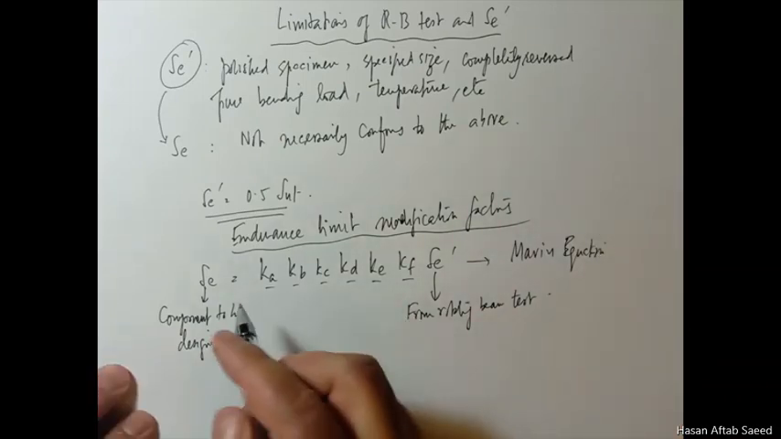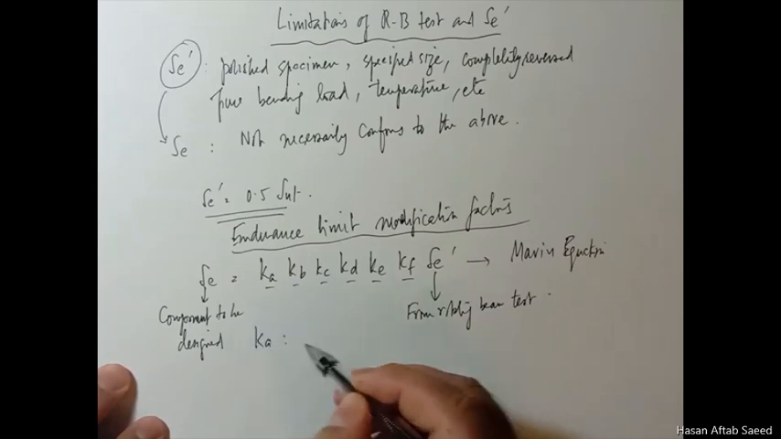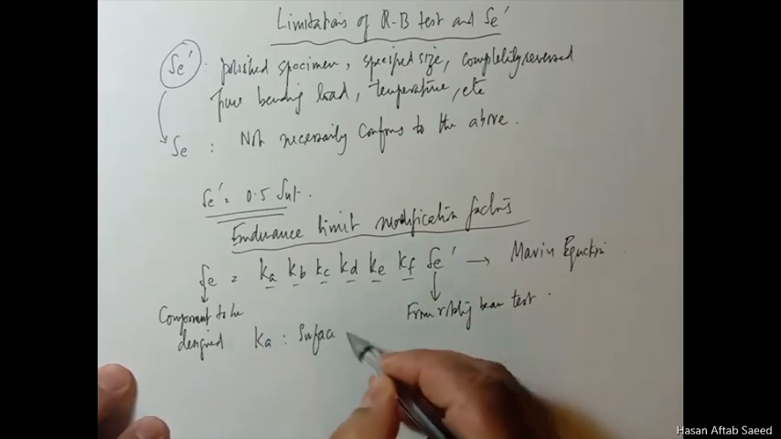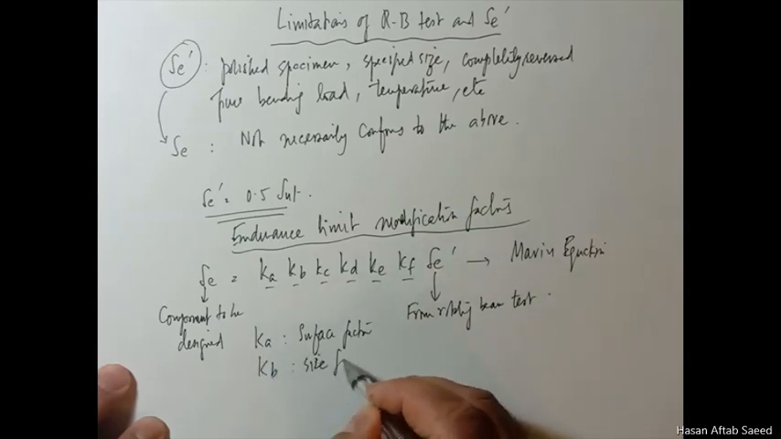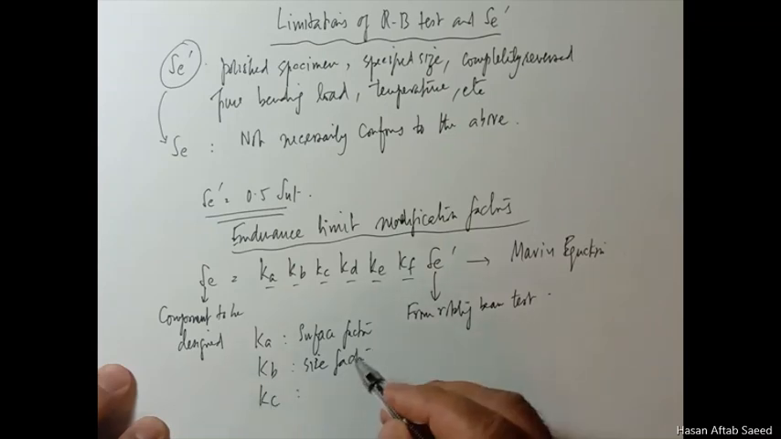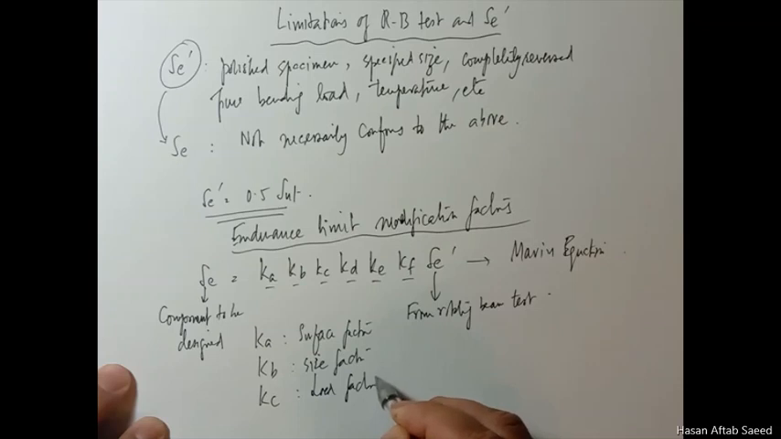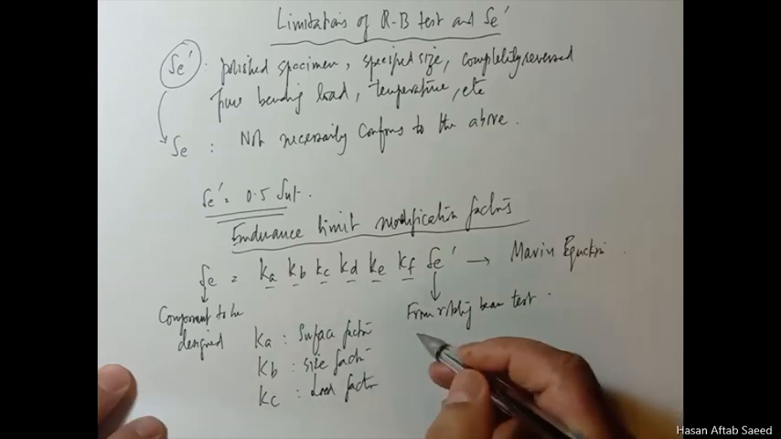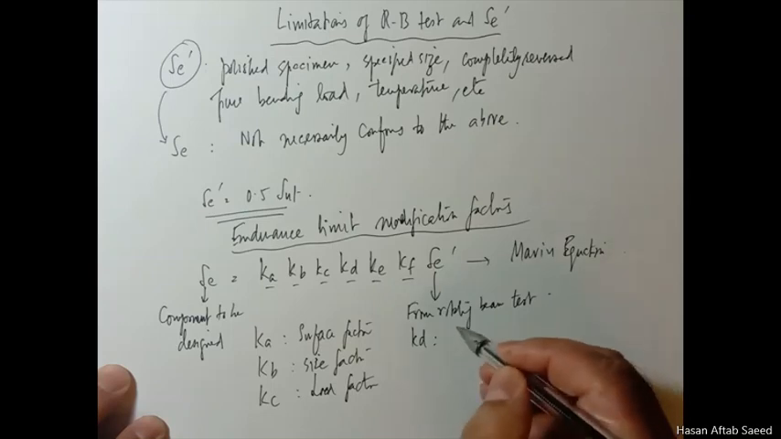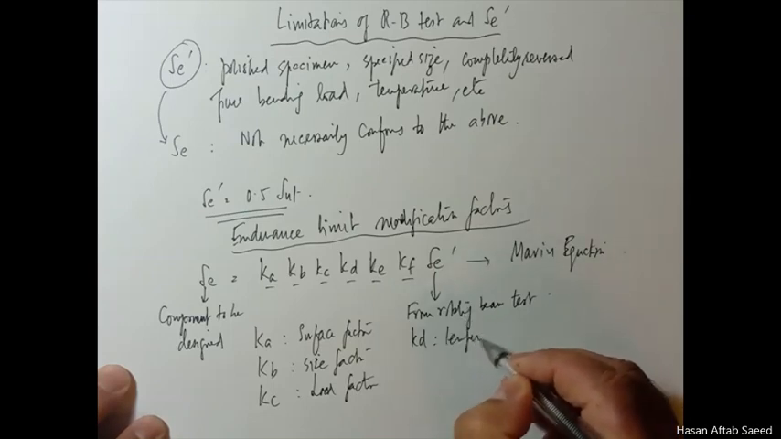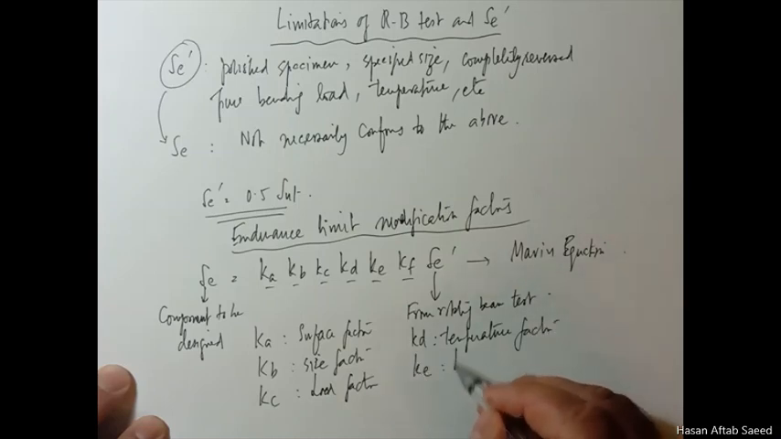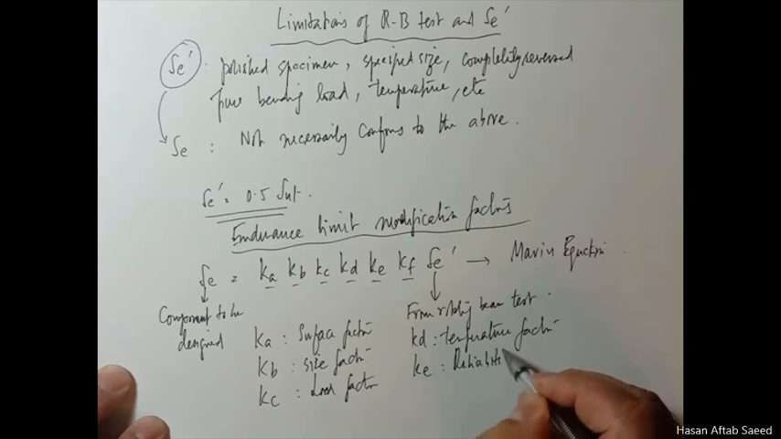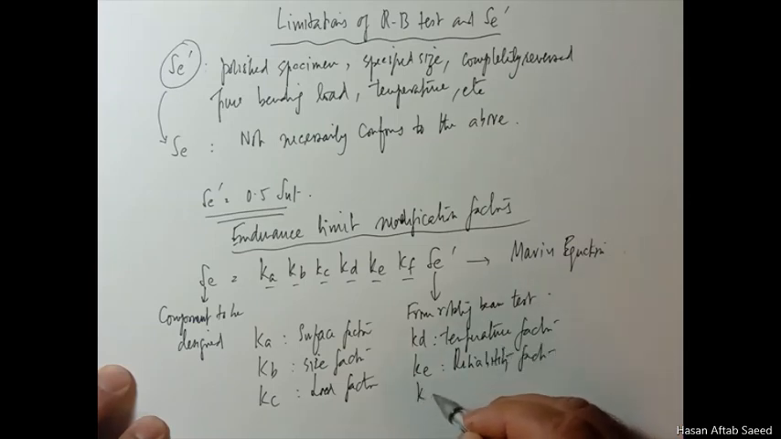Now what about these factors? Ka, this is called the surface factor, and we'll discuss each of them in some detail. Kb, size factor. Kc, load factor. Kd, temperature factor. Ke, reliability factor. Kf, miscellaneous factor.